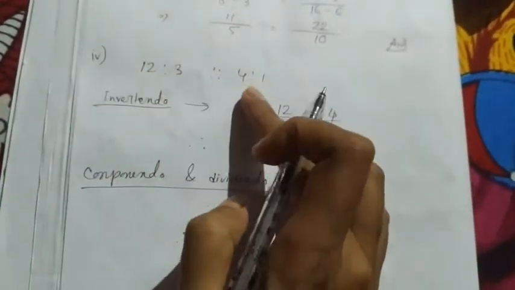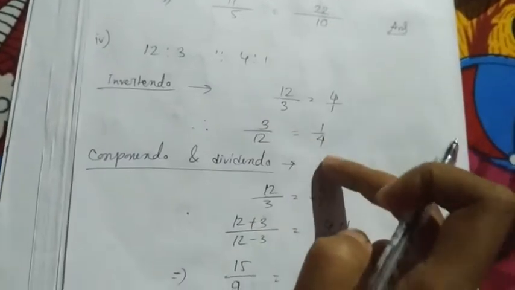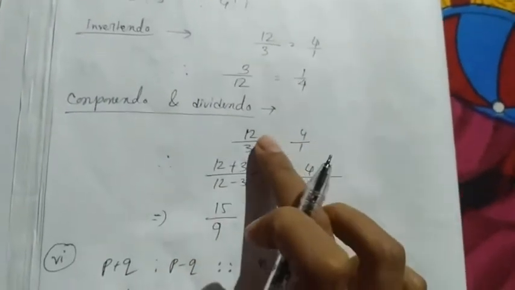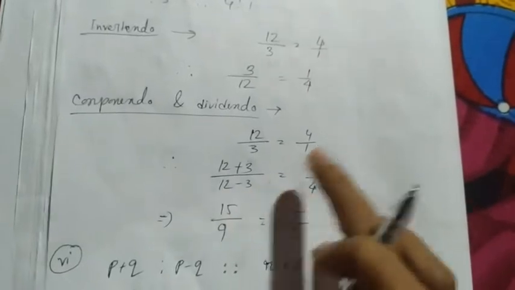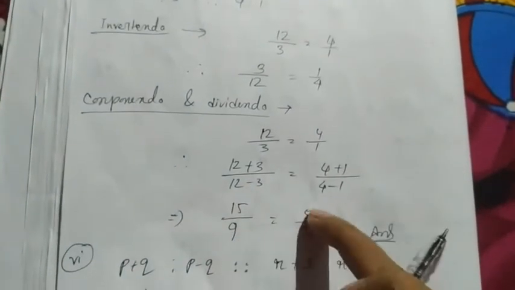12 by 3 equals 4 by 1. So invertendo will be just the reciprocal: 3 by 12 equals 1 by 4. And componendo and dividendo: 12 plus 3 divided by 12 minus 3 equals 4 plus 1 divided by 4 minus 1. So it is 15 by 9, which is 5 by 3.